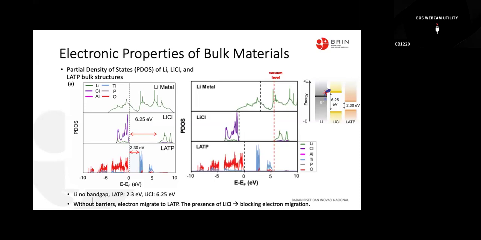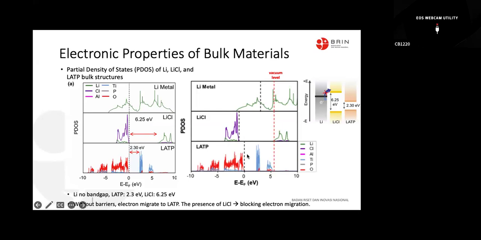Okay. Here we look at the partial density of states for the bulk material: lithium metal, lithium chloride, and LATP. As expected, lithium metal shows no band gap, confirming its metallic nature. And then LATP exhibits a moderate band gap of around 2.3 electron volt. And lithium chloride clearly shows a wide band gap of about 6.25 electron volt, confirming its insulating behavior.